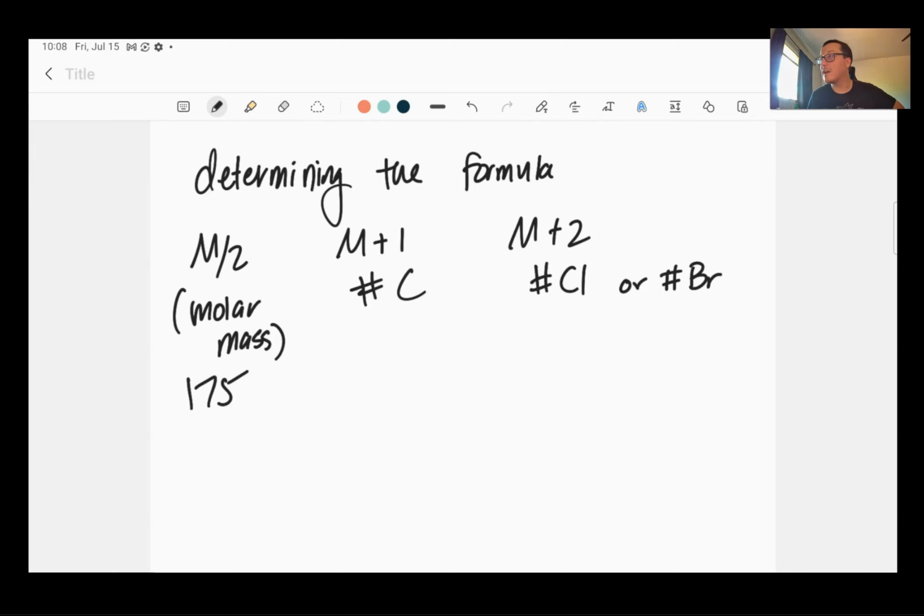All right, so when we take a look at the molar mass here, I'm sorry, let's just do one without the halogens, because chlorine can mess with our normal odd-means-nitrogen molar mass rule.